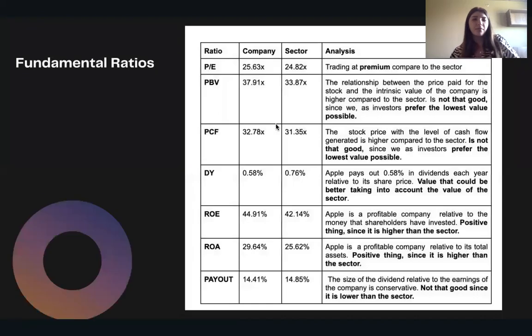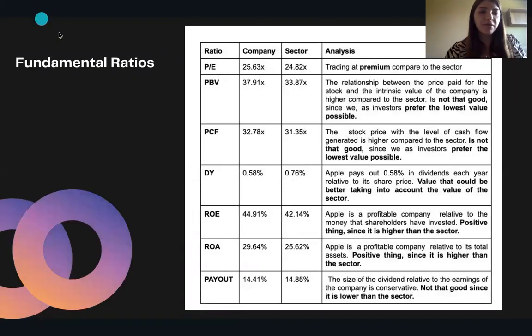With regard to the ratios, Apple is trading at a premium compared with the sector. The price to book value is not a really good indicator since it is higher than the sector, and we prefer the lowest value possible. The same thing happens with the price to cash flow. Regarding the dividend yield and the payout, we can see that they are lower than the sector, and here we prefer the highest value possible, so it's not really a good indicator. And regarding the ROE and ROA, these are very good values since they are above the sector.